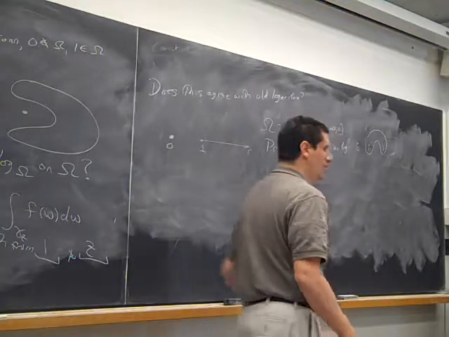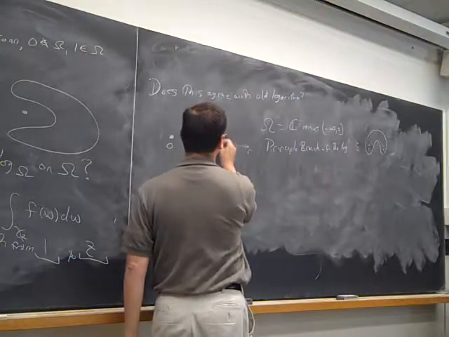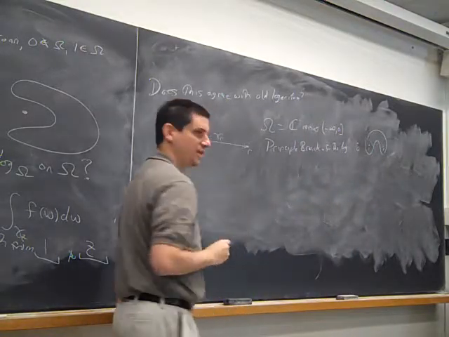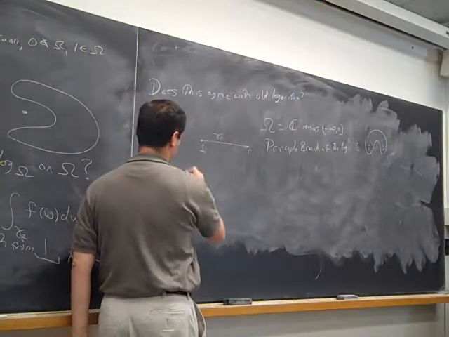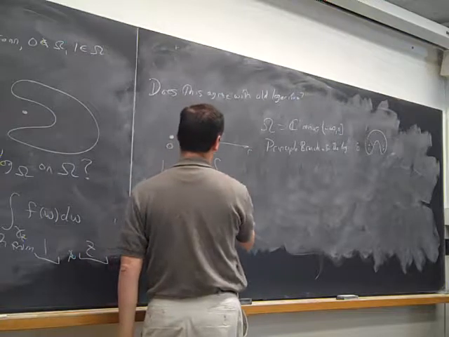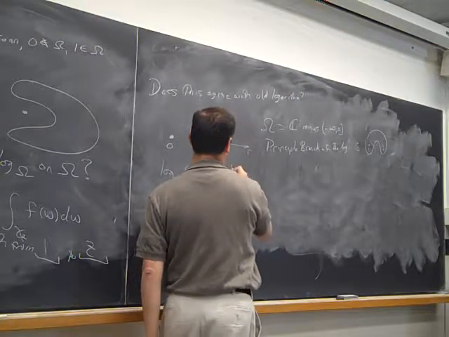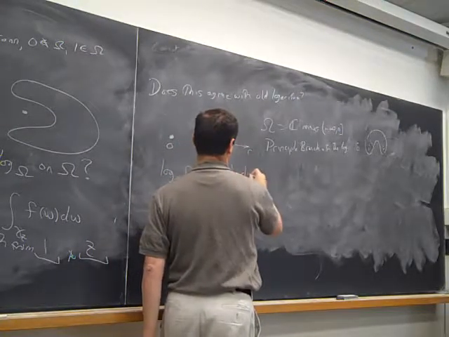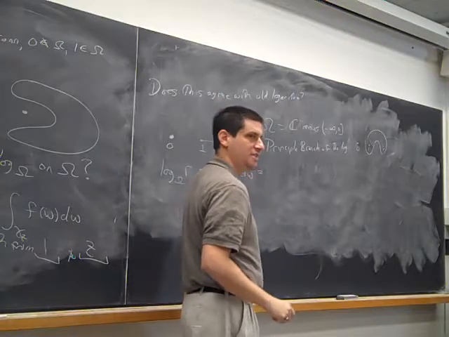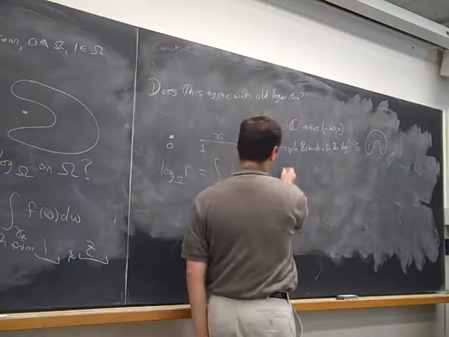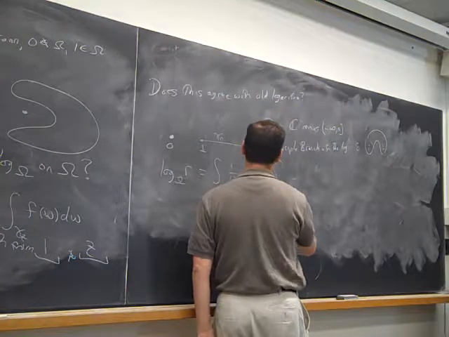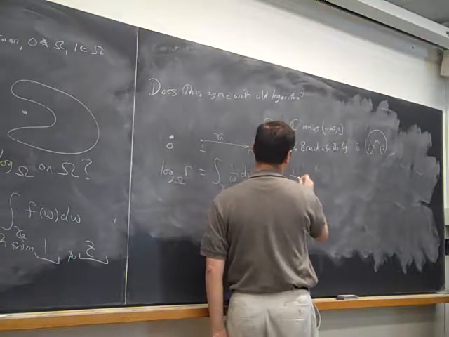No. So now we chose the simplest possible path from 1 to r. And so our definition now is the log of r is the integral over gamma of r of 1 over w dw. But this is not a very hard path to parameterize. Right? This is just the integral from 1 to r of 1 over x dx.